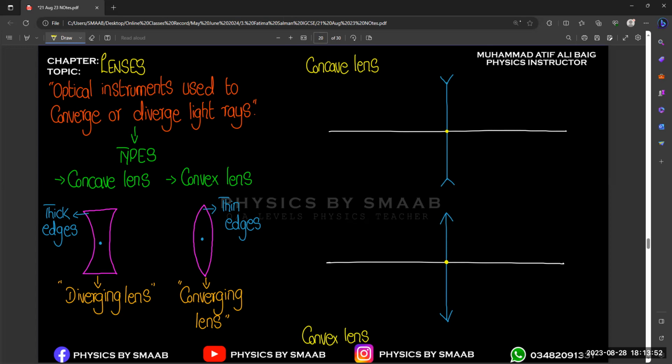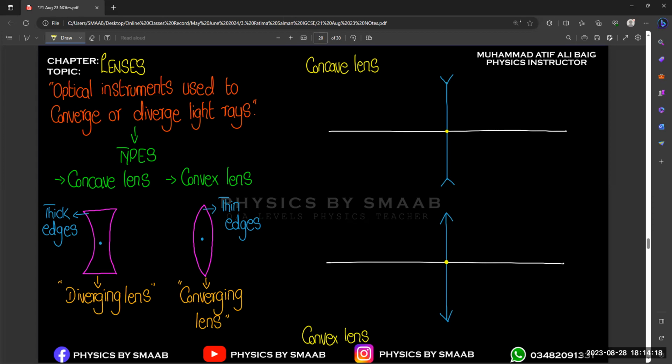So we are also going to discuss the same concept: if we have different rays of light moving from the object, how will they travel through different types of lenses? Because concave is diverging, convex is converging. So what is the difference between converging and diverging, and how do these lenses converge and diverge? That is the main thing.